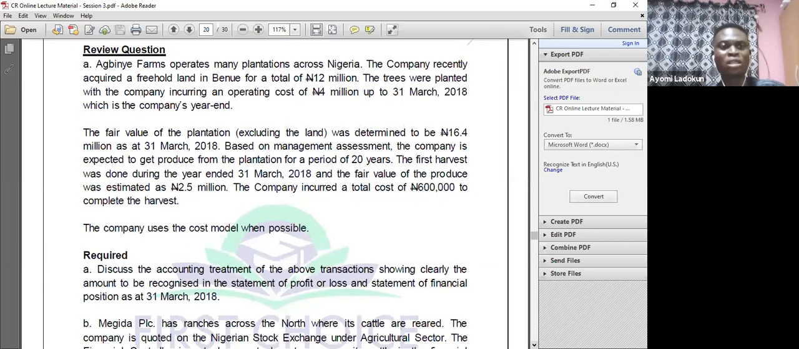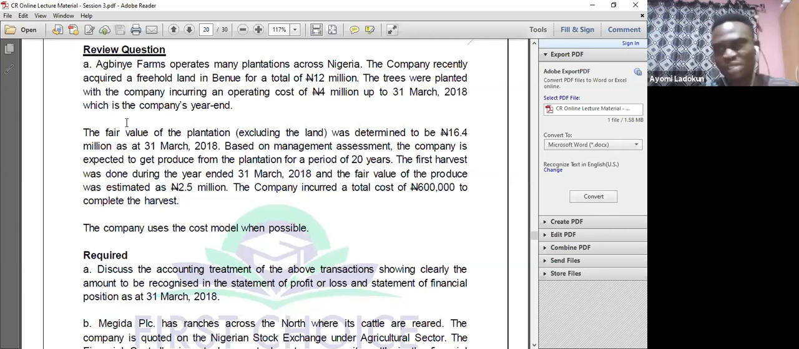And we said on initial recognition, gains and losses can arise. Whenever you have gains and losses, when you measure at fair value less cost to sell, you recognize it immediately in the profit or loss account. We also looked at agricultural produce. We said at the point of harvest, you must measure your agricultural produce at its fair value less cost to sell, and you report it immediately in your operating profit. That's your profit or loss account. Once agricultural produce has been harvested, IAS 41 will cease to apply. From that time, IAS 2 will apply.